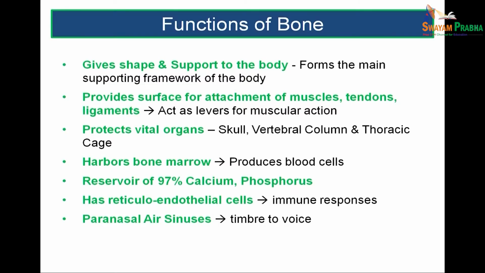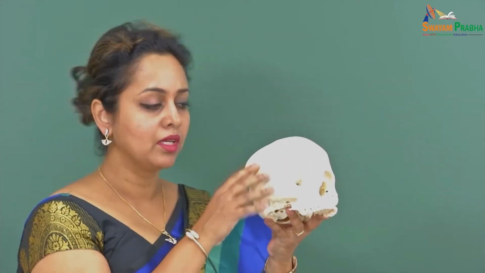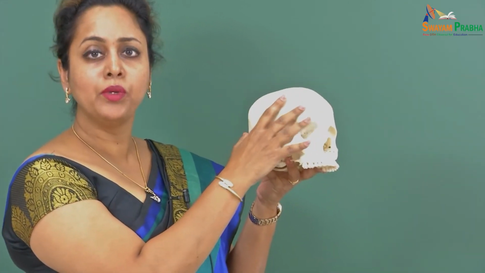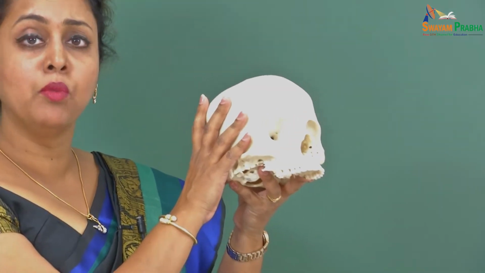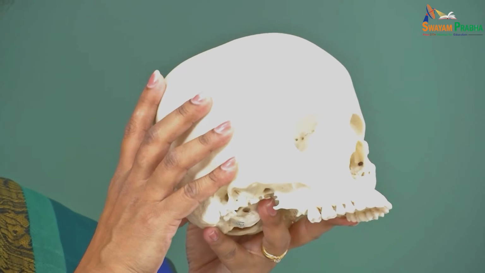What are the functions of bone? It gives shape and support to the body, provides a surface to which muscles are attached, and acts as levers for muscular action. It protects the vital organs, for example, the skull. The skull protects the brain. Within the cranium of the skull, we have the brain, and so the skull bones are performing a vital function of protecting the inner vital brain.